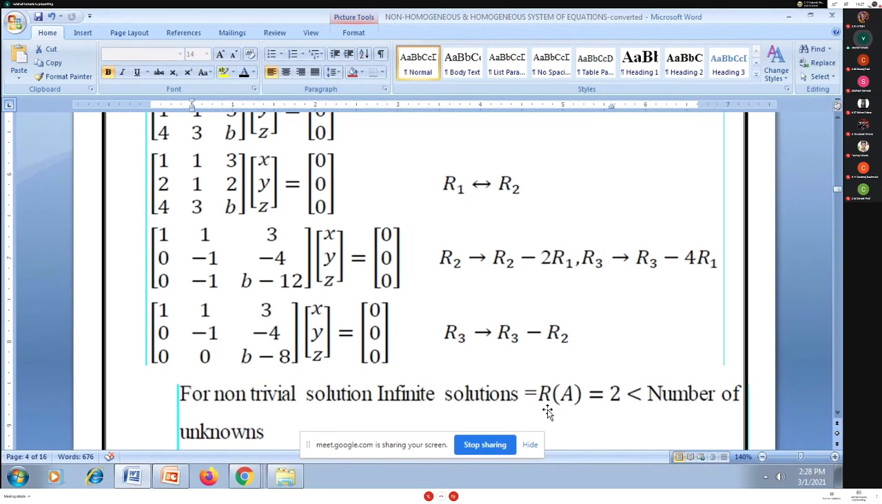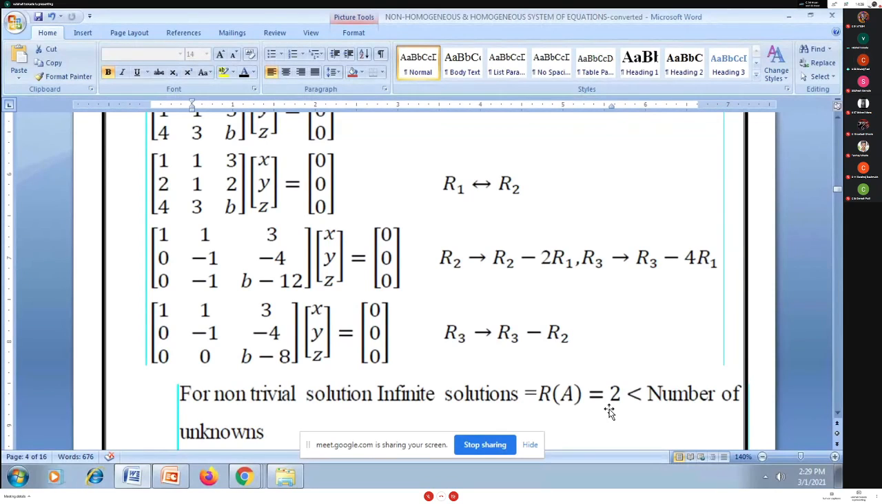Yes, but what I wrote here, I wrote 2. Why didn't I write 1? Anybody can tell me why I didn't write 1? Why am I not writing, for a non-trivial solution, rank of A is equal to 1, which is less than the number of unknowns? Why didn't I write rank of A equal to 1?